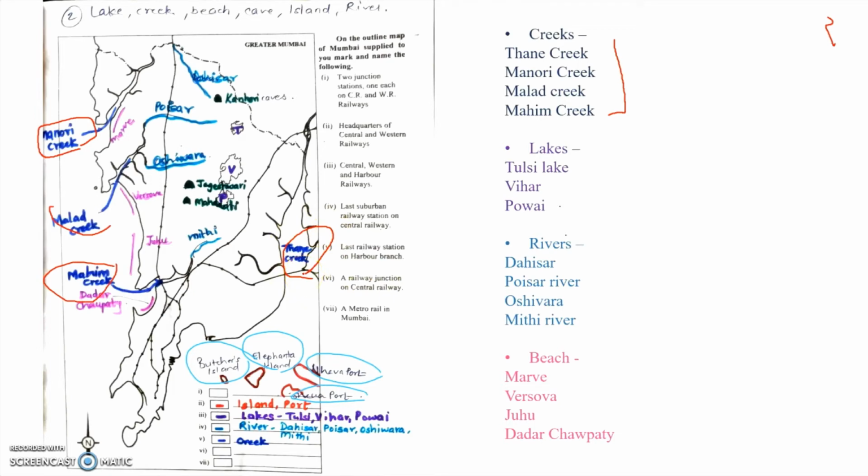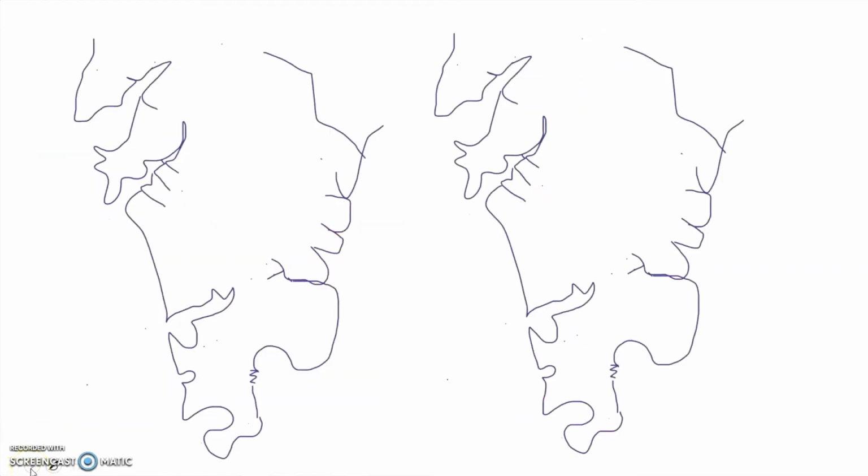Now, if you feel that you can't remember everything, just go to the next slide. First, try to remember all the creeks that we have already seen and memorized. So, Manori Creek here, Malad Creek here, Mahim Creek and Thane Creek. If you have a pen and paper, draw it with me and you will get it.